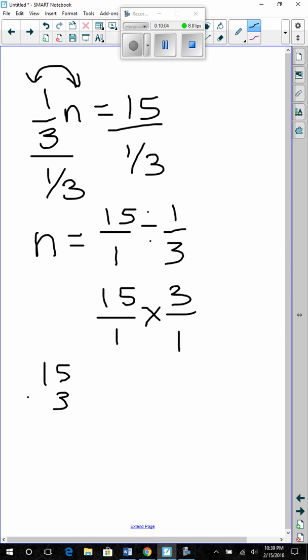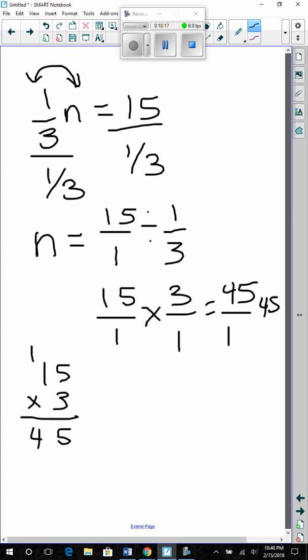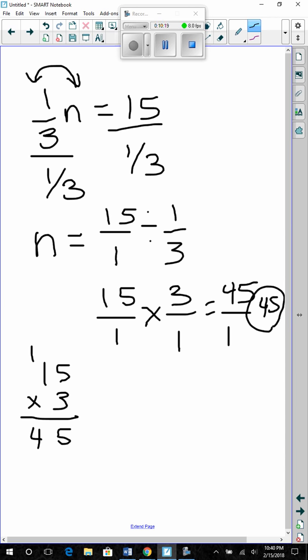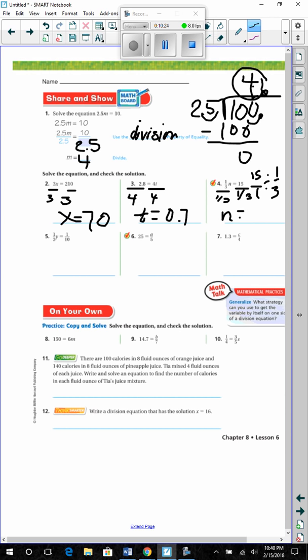Now we have 15 times 3. 5 times 3 is 15. Carry the 1. 3 times 1 is 3, plus 1 more is 4. So we have 45 over 1. Anything over 1 is just itself. So we're going to go back and write 45. N equals 45 here, and remember your work is on the next page.